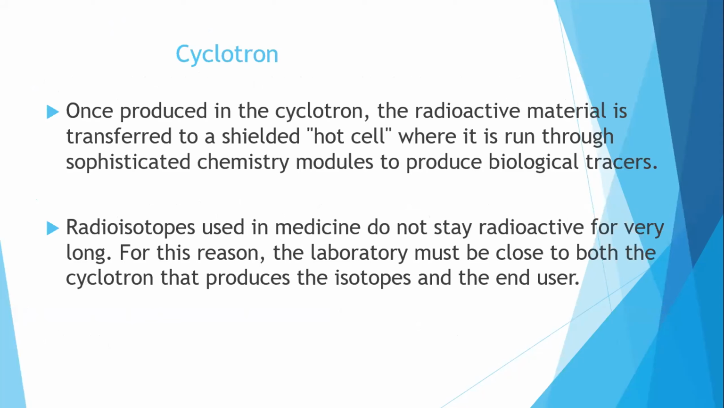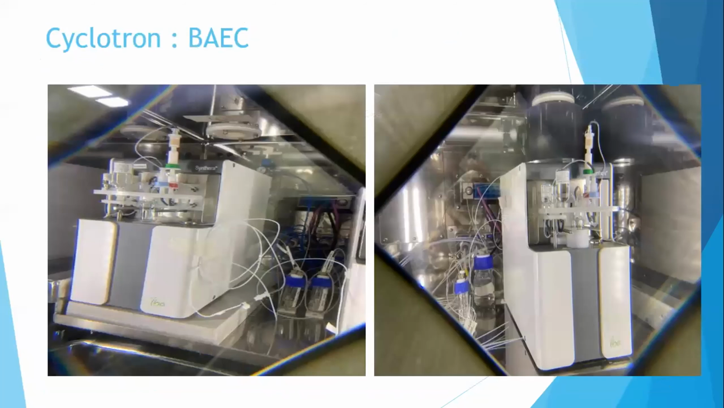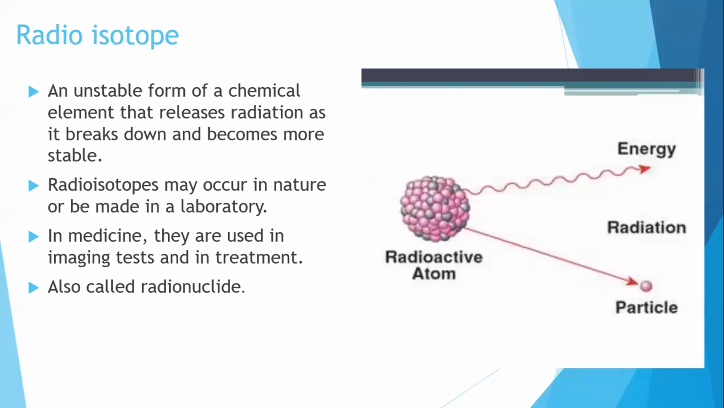As radioisotopes do not stay radioactive for very long, for this very reason, the laboratory must be close to the cyclotron and to the end user. This is the cyclotron run by Bangladesh Atomic Energy Commission. Bangladesh Atomic Energy Commission is now providing FDG, including to 3 government facilities, including Combined Military Hospital, and 2 private facilities. This is the inner part of our cyclotron.